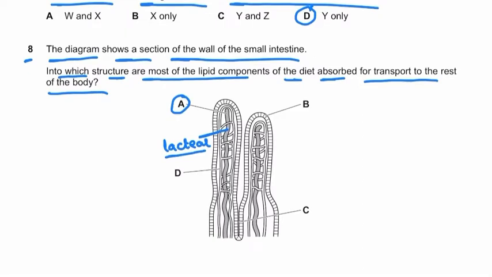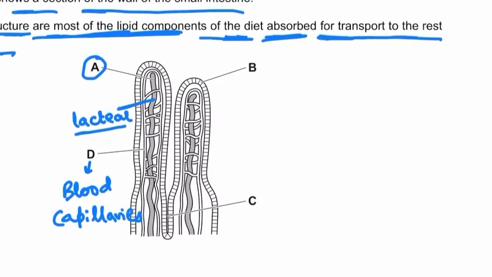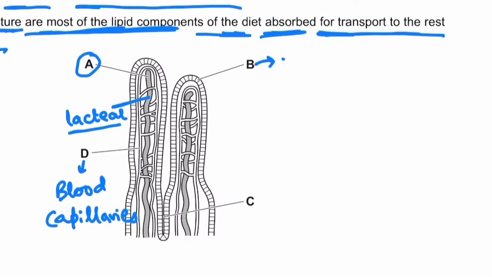Because in the MCQ, we have to choose a structure which is involved in the absorption of lipid components, in which most of the lipid components of the diet are absorbed for transport to the rest of the body. The answer is lacteal, that is A. Guys, D is the blood capillary, and other nutrients besides lipids are absorbed in the blood capillaries. B is the cell of the villus. And so is C.